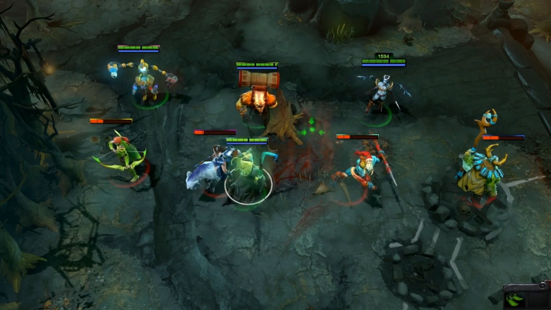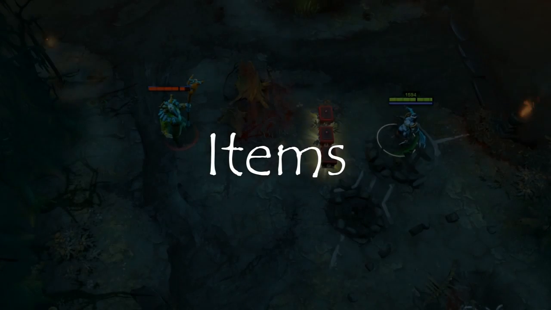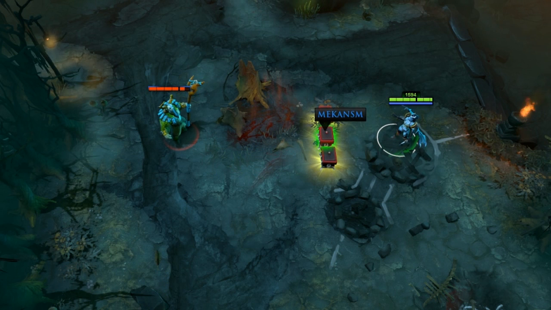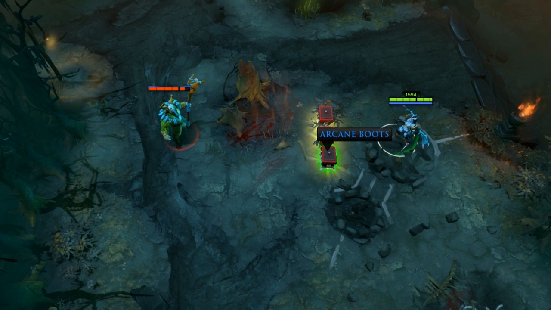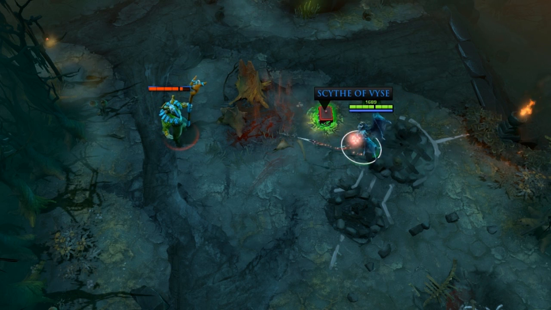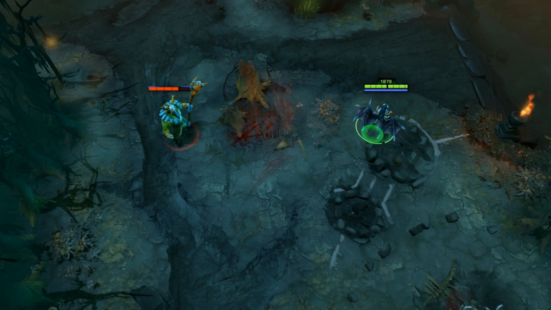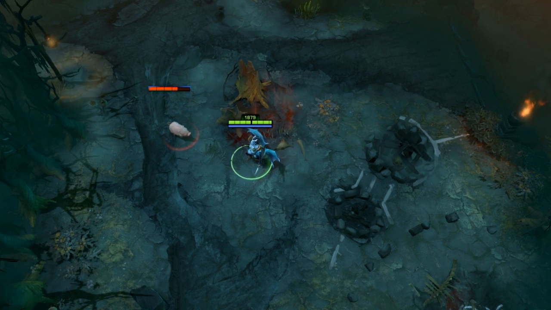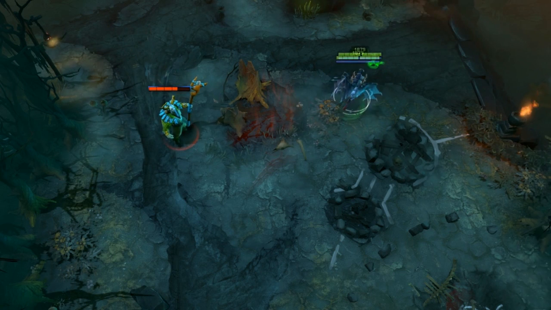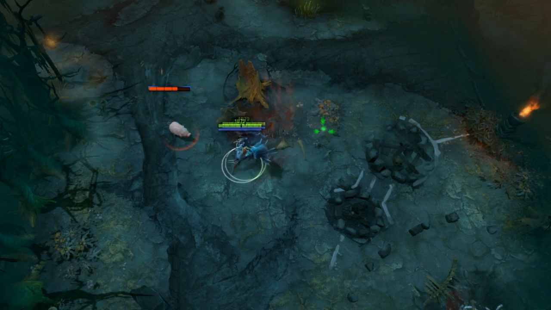Items. Items with active abilities like Mekansm and Arcane Boots are incredibly easy to use because they have no animations at all. They have a zero cast point and backswing, so their effects occur instantly and there is never a need to cancel them. This means that you can maintain completely fluid motion by shift queuing these items.